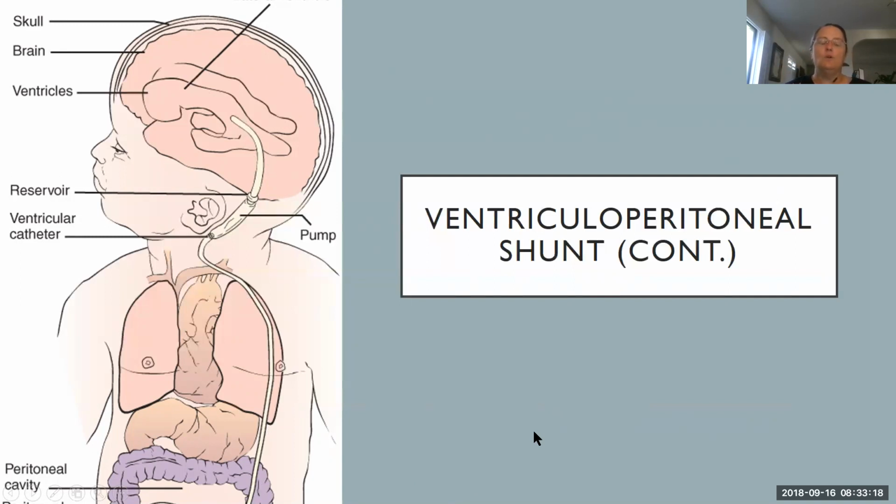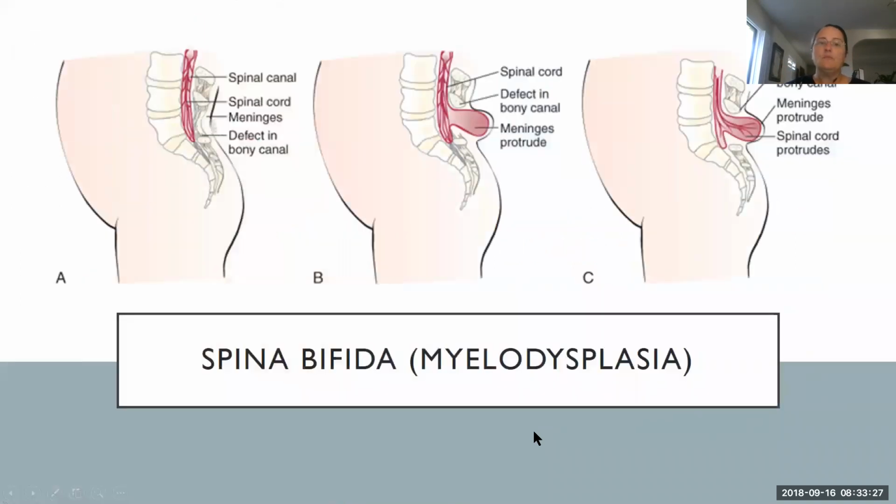I would like you to know the major manifestations, because these are the kinds of things that we would be finding right after delivery. The next we're going to talk about is spina bifida. This is our other neural tube deficit or defect that we see. And there are three different ways of seeing this.